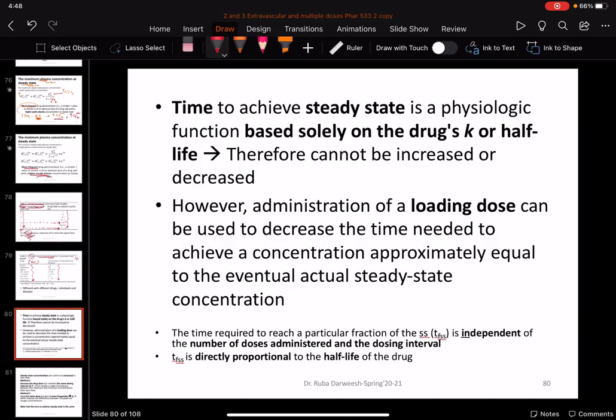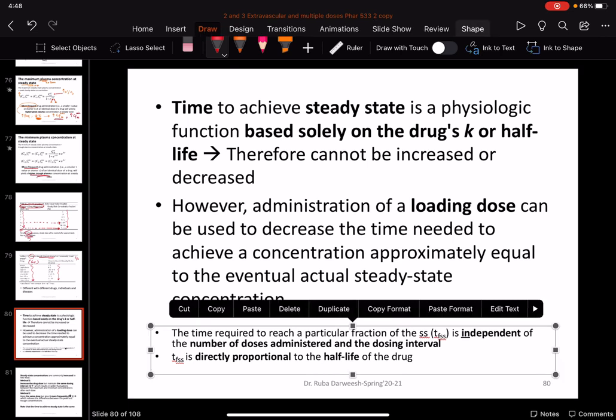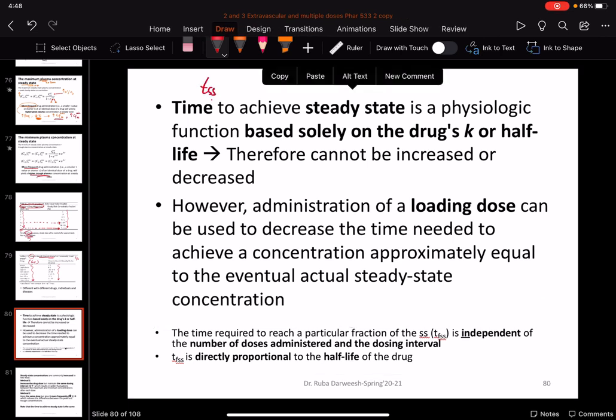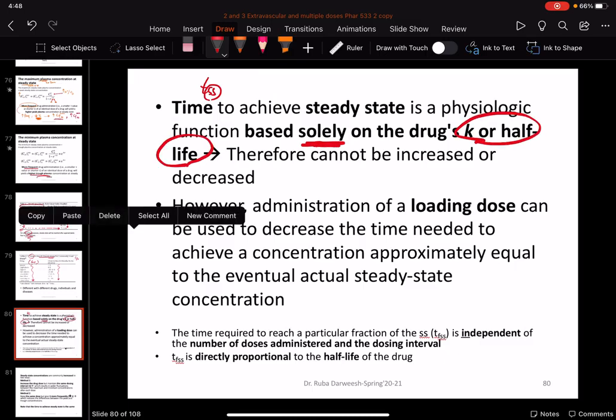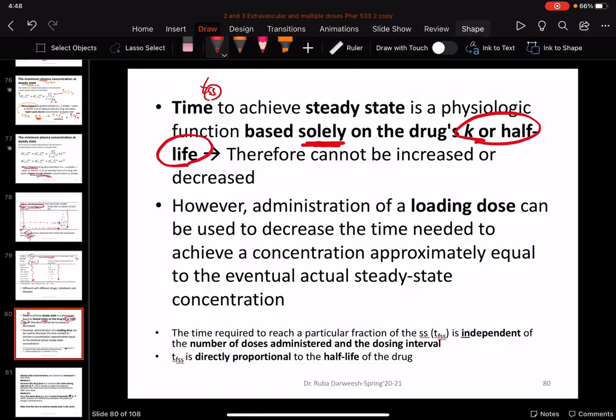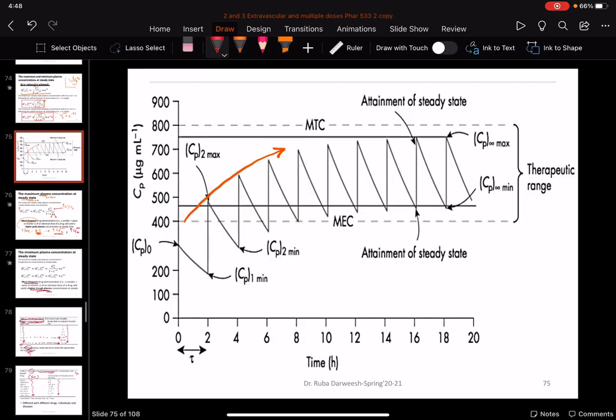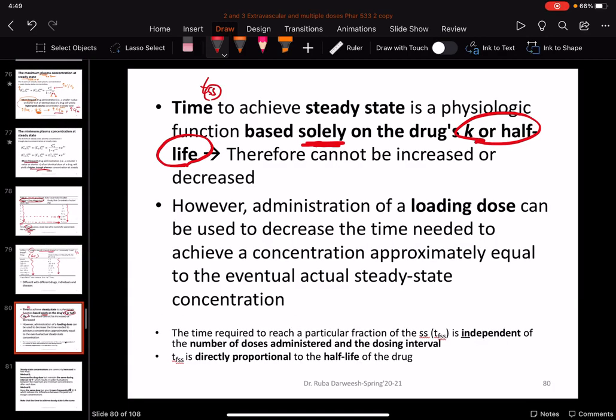Okay? The time to reach the steady state, in general or even a certain fraction of the steady state, depends only on K or half-life, which is similar to what you know already. So it won't be affected by taking different doses or different taus. That's why if we want to reach the steady state directly, we need to take a loading dose to reach the concentration directly.